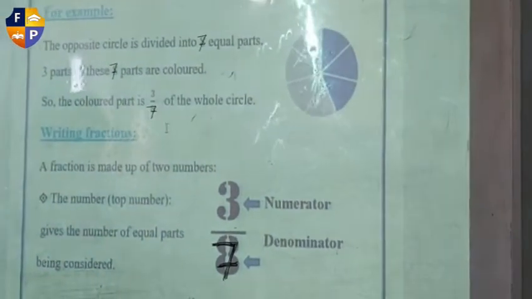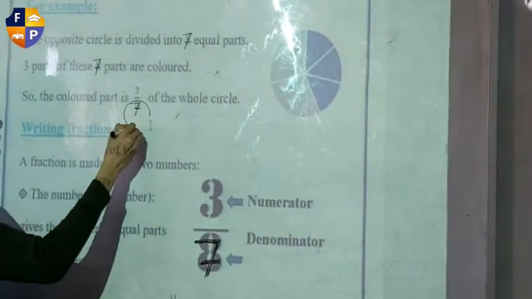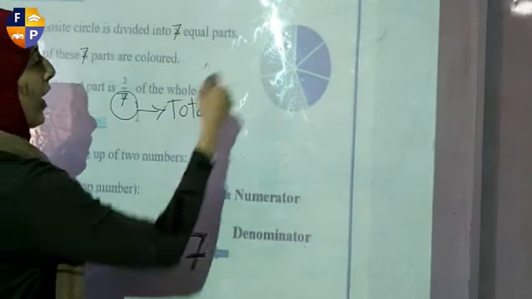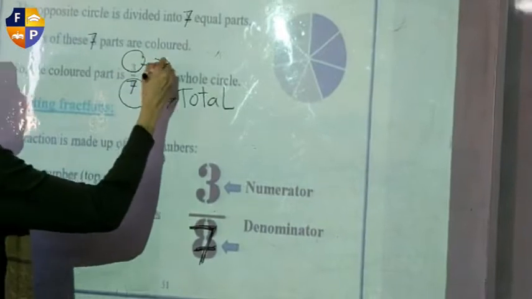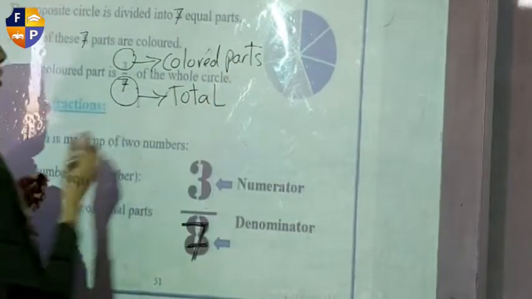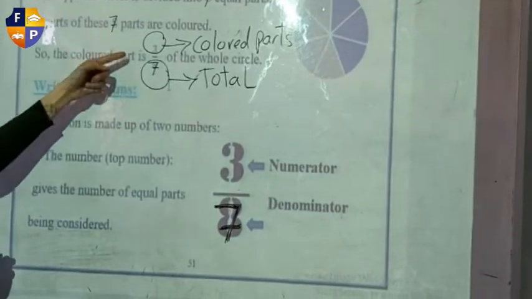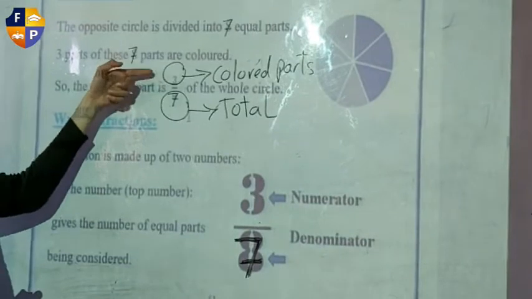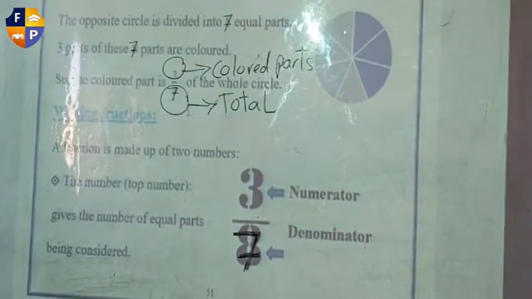How can I write this fraction? Down I write the total number of the parts. Up I write the colored parts. So the fraction is 3 over 7. This means I take or color 3 parts of the 7 parts.